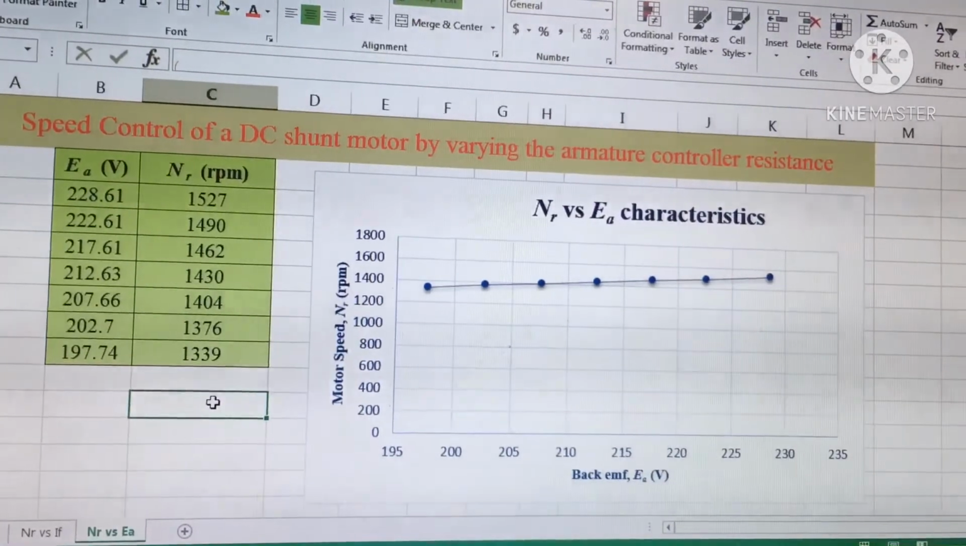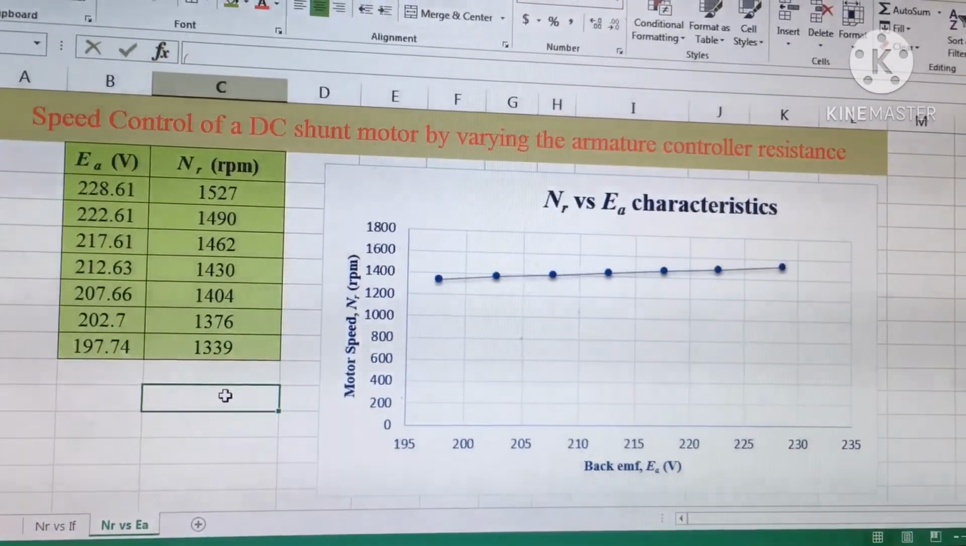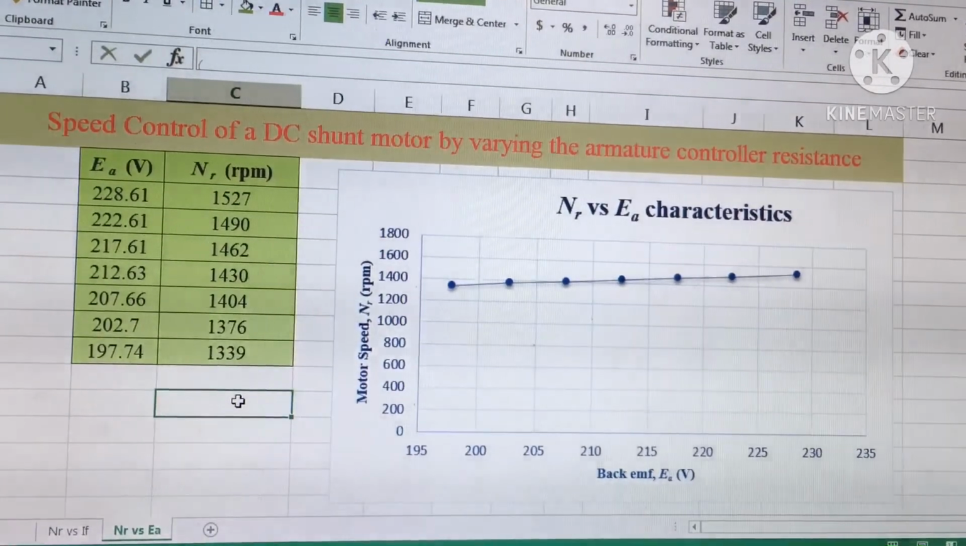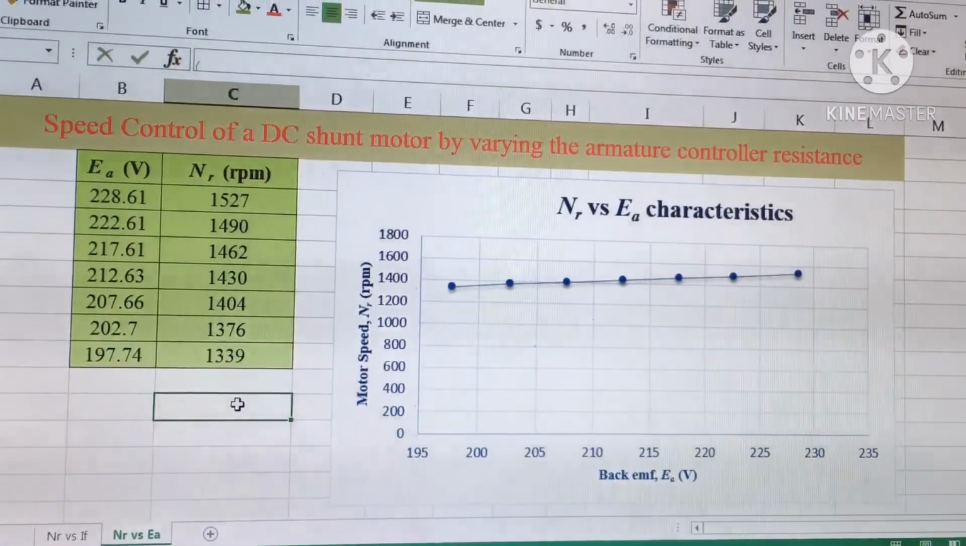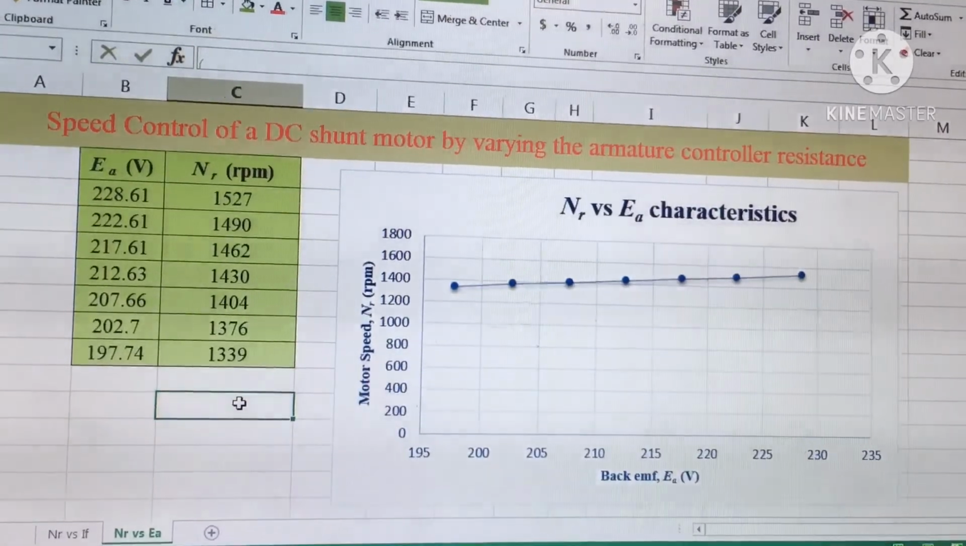Now we can see the motor speed versus back EMF characteristics. On the x-axis we have taken back EMF, on the y-axis we have taken motor speed in rpm. If we observe these characteristics, motor speed is directly proportional to the back EMF.